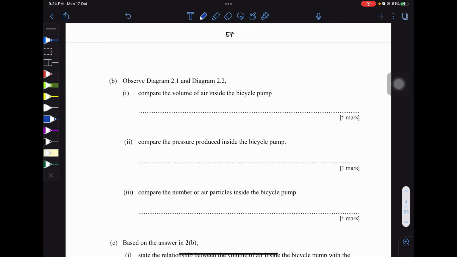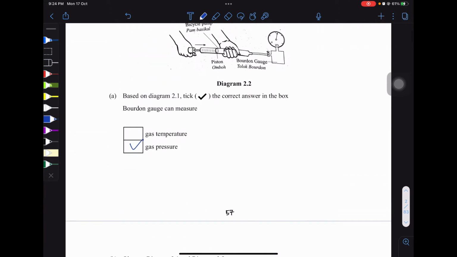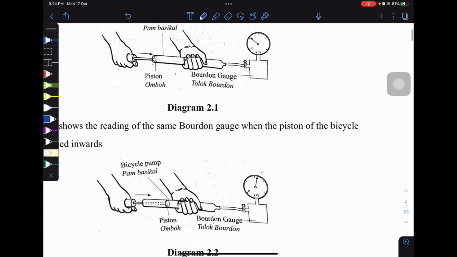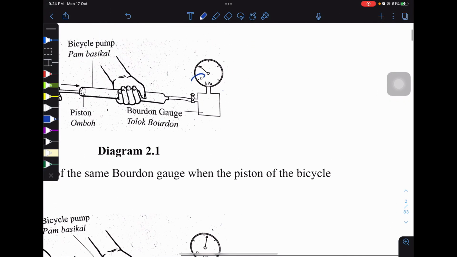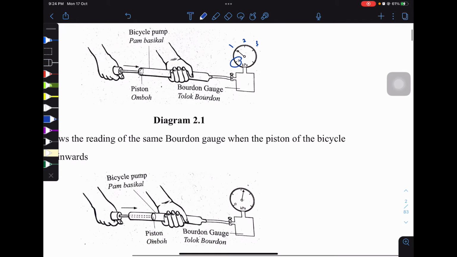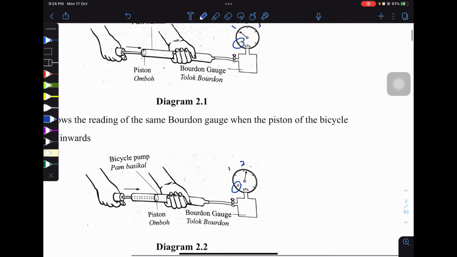Compare the volume of air inside the bicycle pump. So you just look at this. Here is the 0. Let's say this is 1, 2, this is 3, and this one is 0, 1, 2. So that's obvious. In diagram 2.2, the pressure is higher. In 2.1, the pressure is lower.